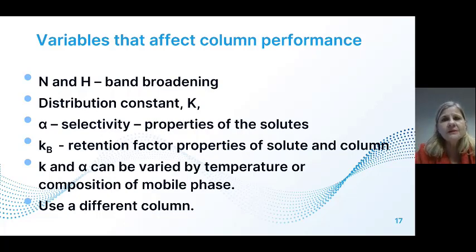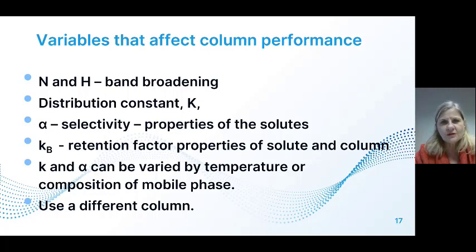Now, which variables will affect your column performance? Well, we have discussed the theoretical number of plates, which we want to be as high as possible, and your plate height to be as small as possible. As soon as you have big plate heights, it is because of band broadening, that's the peak width. Now, what factors are influenced by having low H values, or the other way around, high H values and low N values?